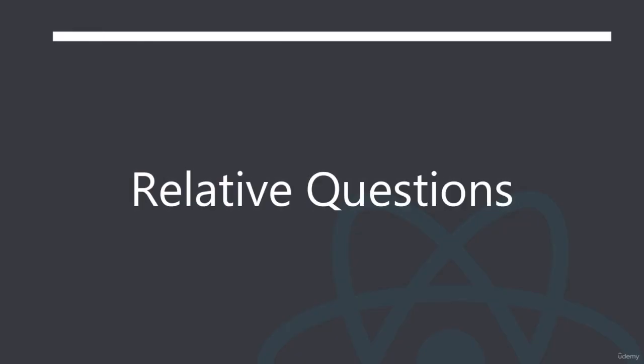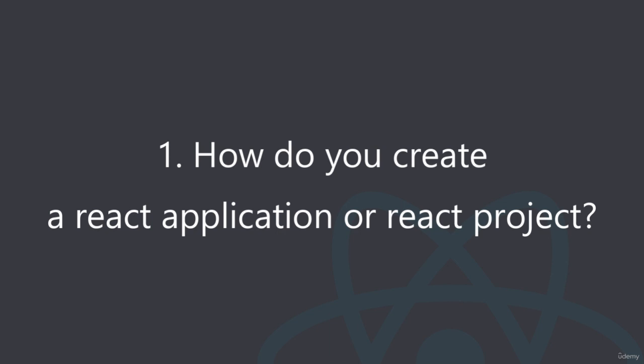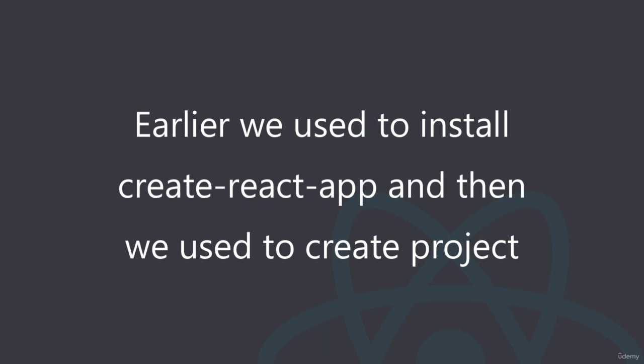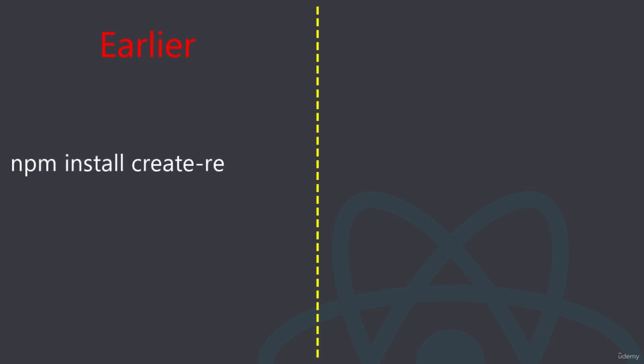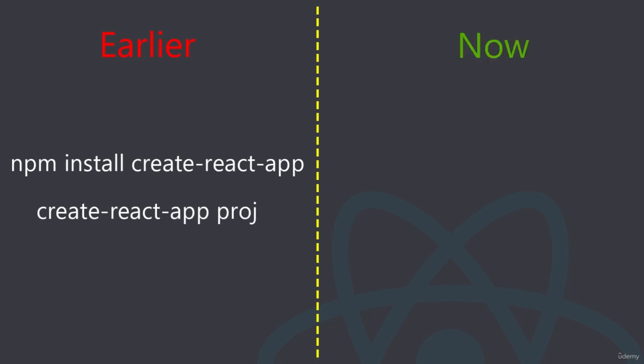Now let's talk about a few basic related questions. The first question is, how do you create a React application or React project? As we have seen, in early days we used to download create-react-app and then install it. So first of all, we used to write npm install create-react-app and then we used to create the project with this package itself. We used to write create-react-app and, for example, the project name is project. So this used to create the project, but nowadays we don't do that.